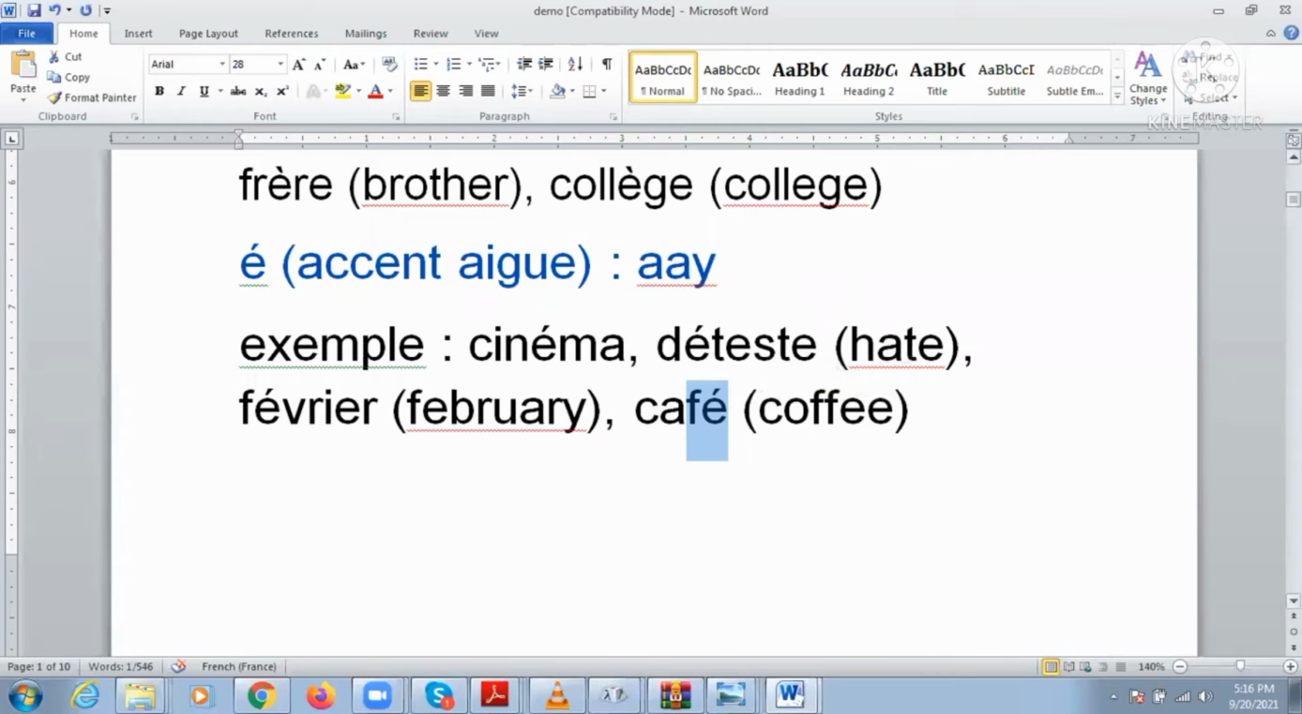Up to here, guys. If you have any doubt or query, please let me know, because after this I will explain the sounds and you will try to read the words.